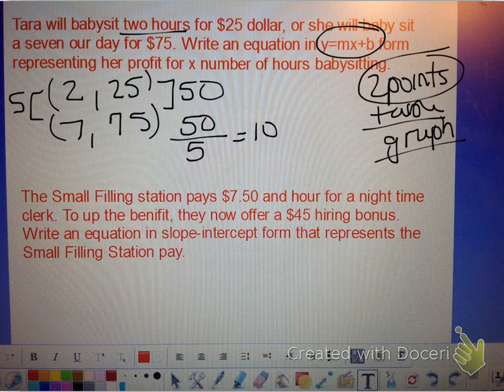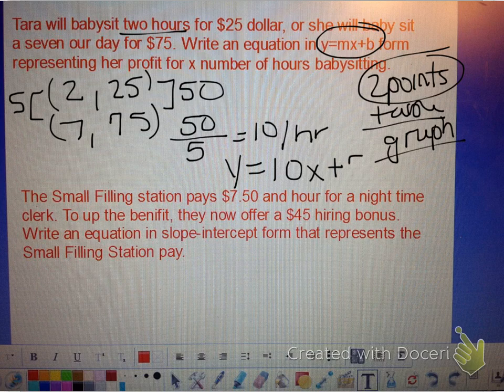So she's essentially making $10 an hour. So we could say y equals 10x, I'm sorry. Now go back and use what we've always done in the past. We've said, okay, if she makes $10 per hour, that's 10 times 2 hours, that's 20, and I need to get to 25.